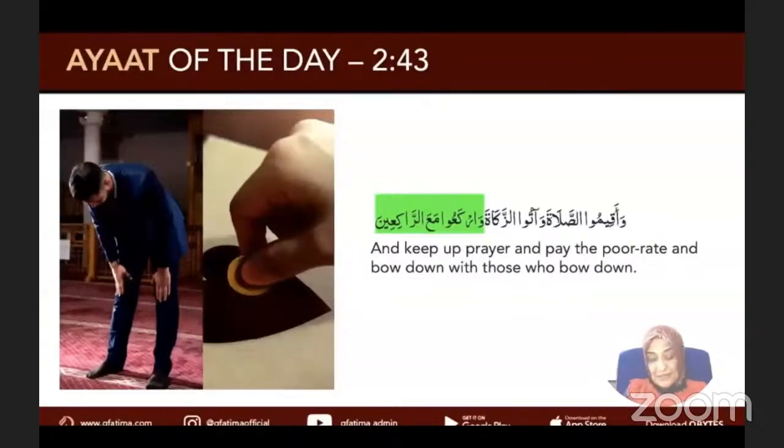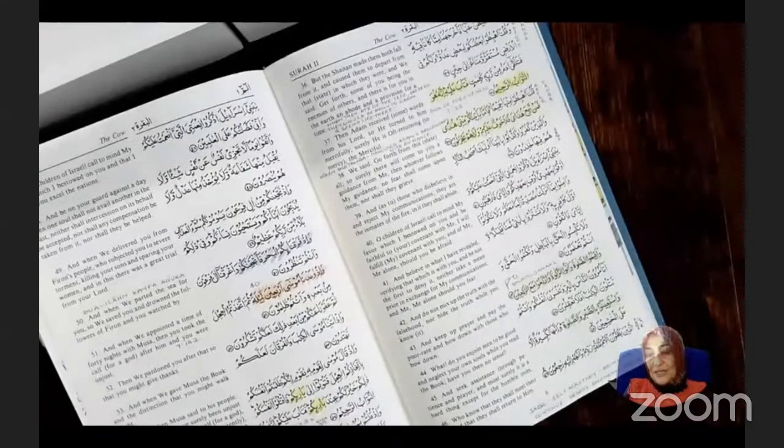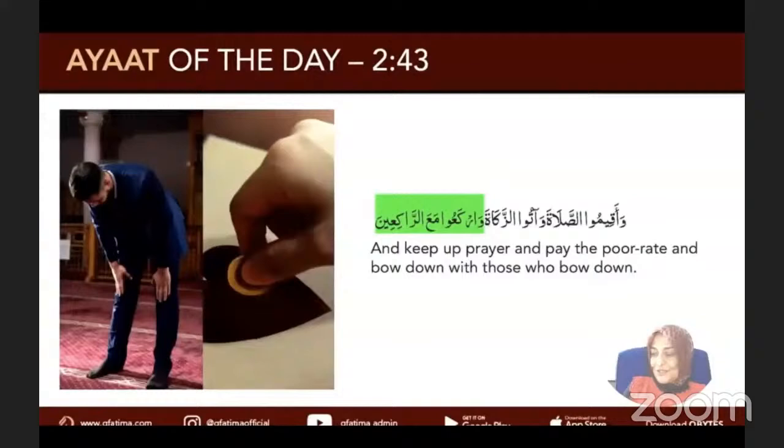So you can see I've highlighted it. If you look back, I've highlighted it in green. Anything that's an order that I think we need to follow that makes us mu'mineen, I've highlighted in green. You can do whatever you wish to do. So this is how I've highlighted it. Right, let's go to the next one.